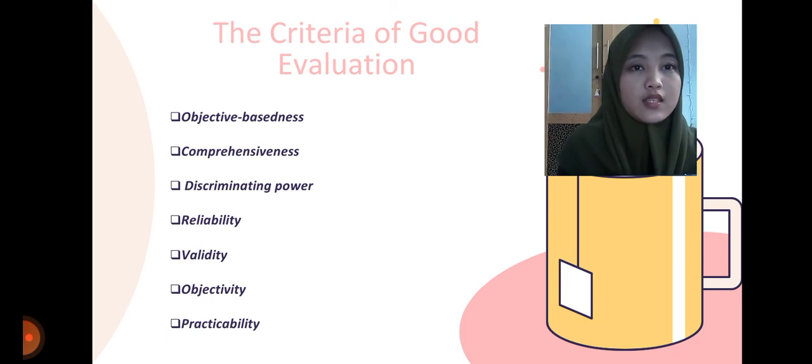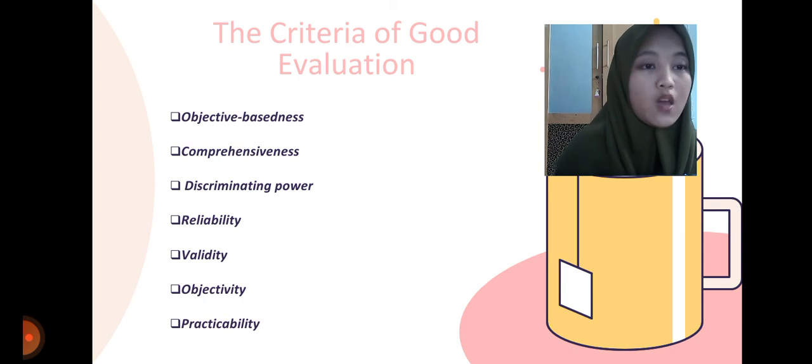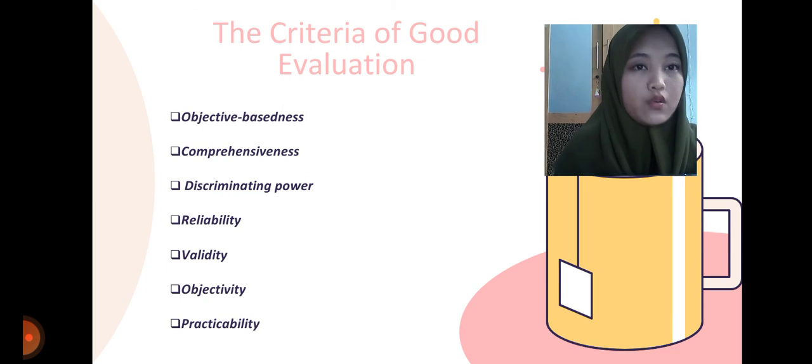And then seventh, practicability. A tool, however much it satisfies all the above criteria, may be useless unless it is practically feasible. For example, suppose in order to ensure comprehensiveness, it was felt that 1,000 items should be given to be answered in 10 hours. This may yield a valid result.